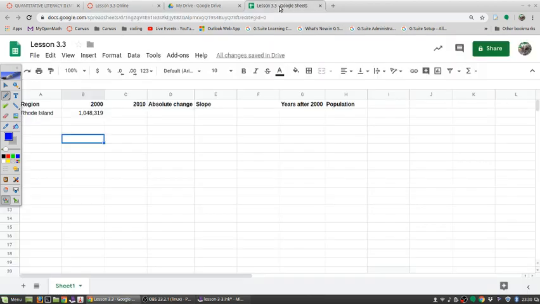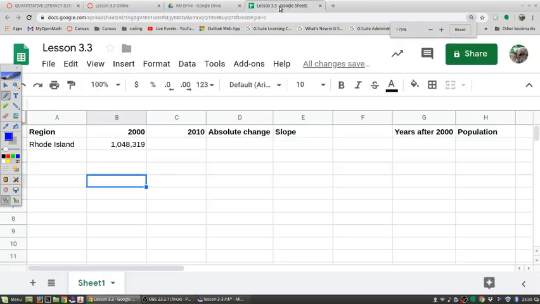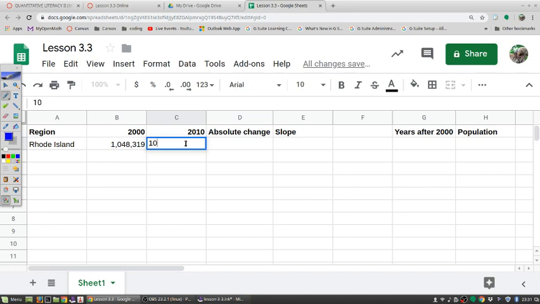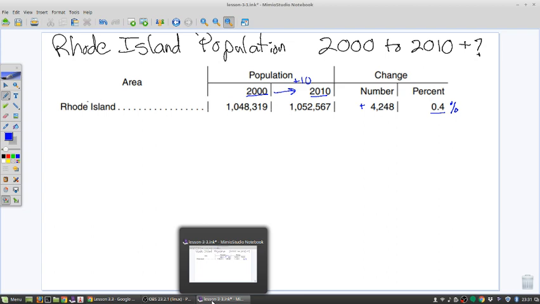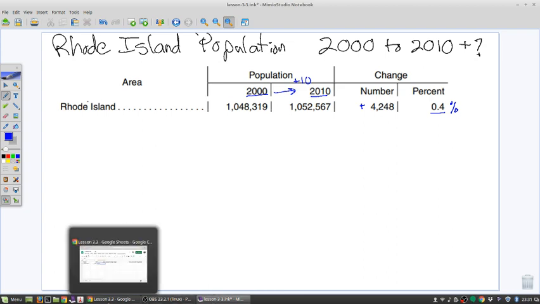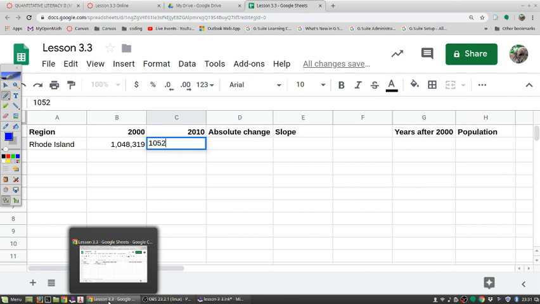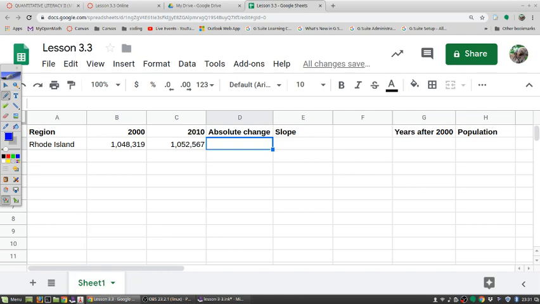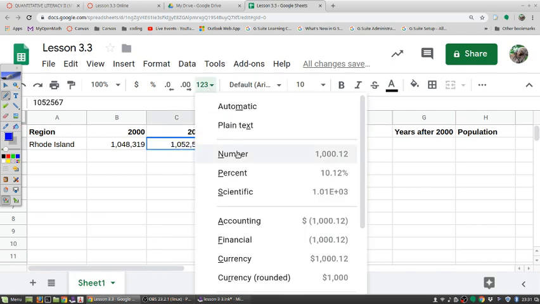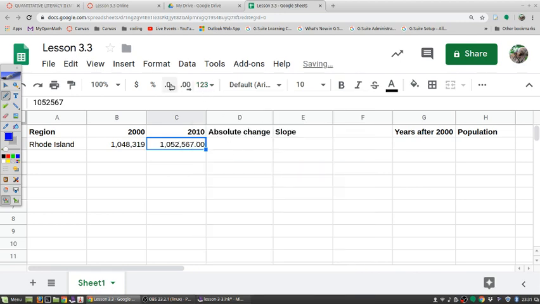All right, so I have that typed in here. And oops, I lost a number. Was that 1,050? Nope. Let's see, I lost it. 52,567. All right. And if your number isn't automatically with commas there, you can use the number format and then just drop the decimals if you don't need them.